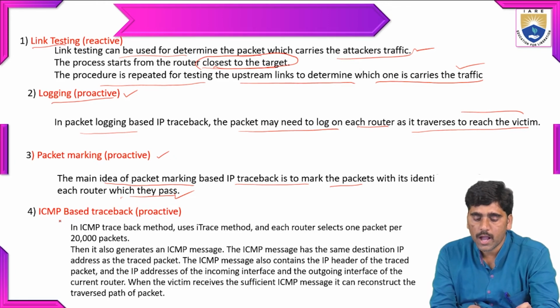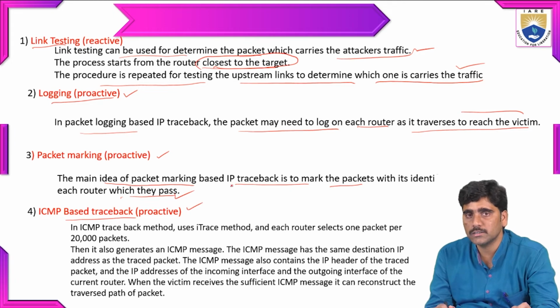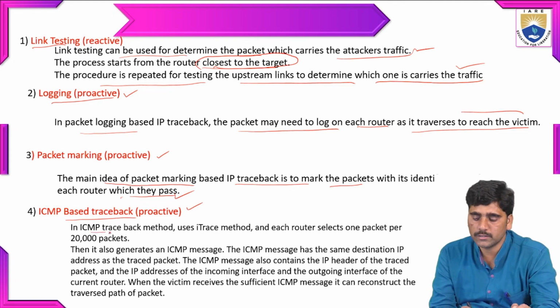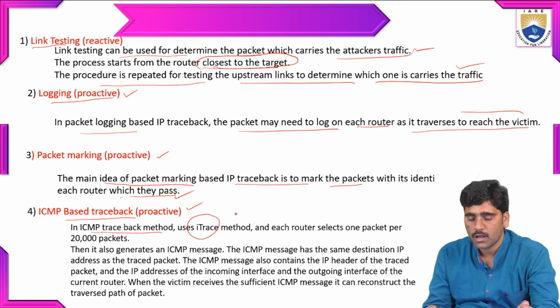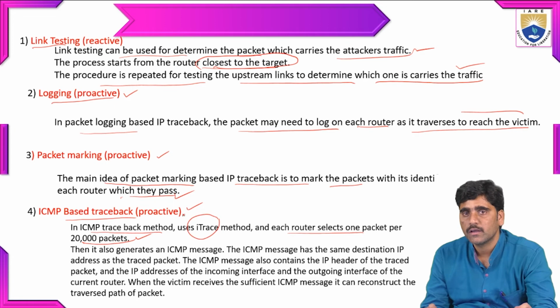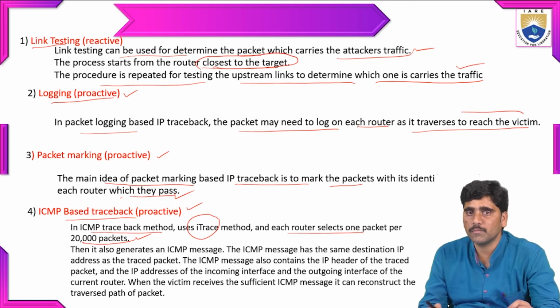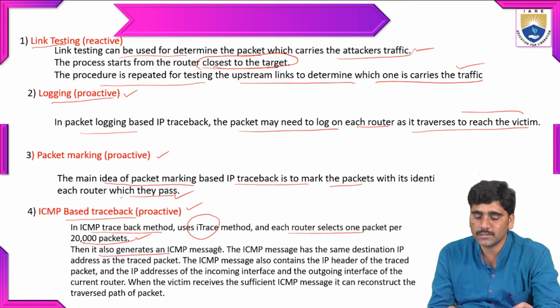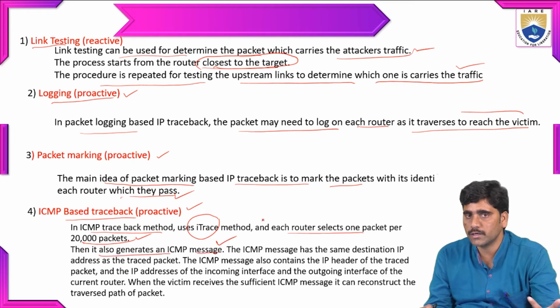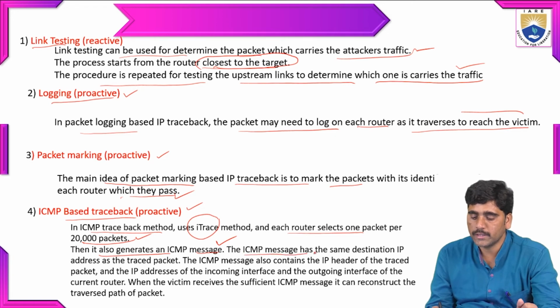And the fourth one is ICMP based traceback. In the ICMP traceback method, we use the iTrace method, and each router selects one packet per 20,000 packets. So here we are clubbing all the packets to select one packet, and then it also generates an ICMP message. The ICMP message has the same destination IP address as the traced packet.